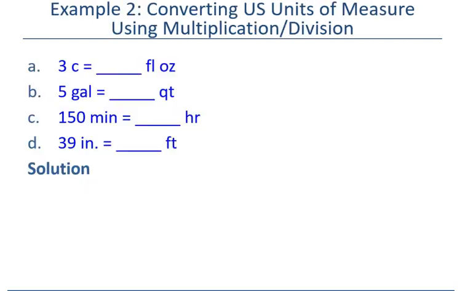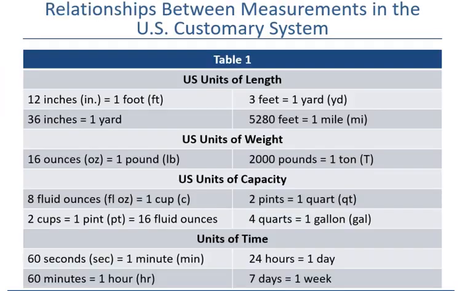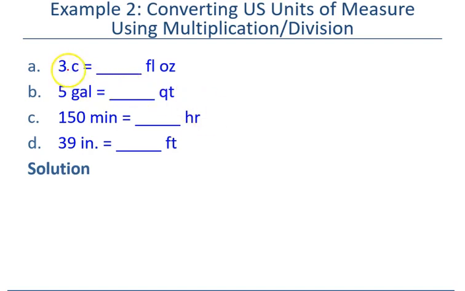Okay. Let's look here. 3 cups equals how many fluid ounces? Well, let's go back to our chart here and look up cups. Notice here that 1 cup equals 8 fluid ounces. So if I come over here, this is 3 cups. We're going to multiply 3 times 8. Well, that's going to be 24. Because I know that 1 cup equals 8, that means 3 cups is going to equal 24. So that would be 24 fluid ounces.